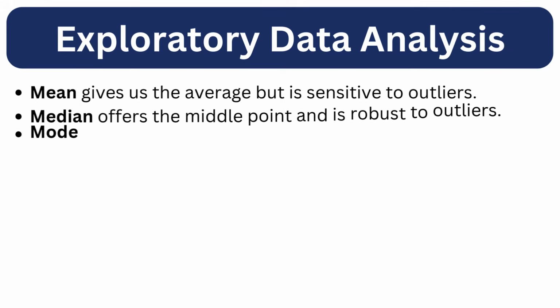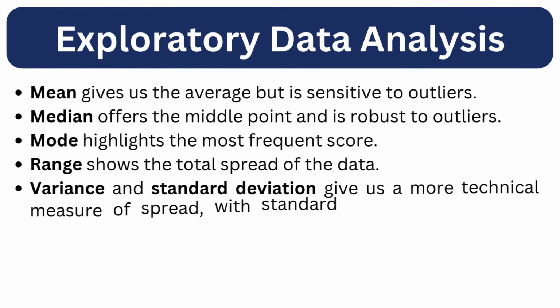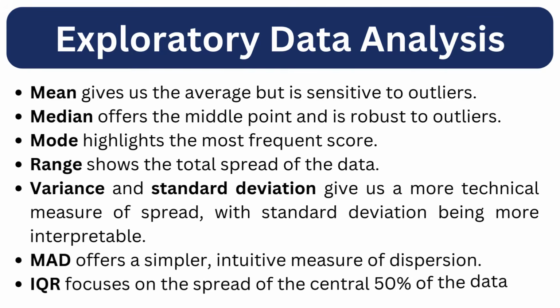Let's have a quick recap of what we have discussed so far. Mean gives us the average but is sensitive to outliers. Median offers the middle point and is robust to outliers. Mode highlights the most frequent score. Range shows the total spread of the data. Variance and standard deviation give us more technical measures of spread, with standard deviation being more interpretable.